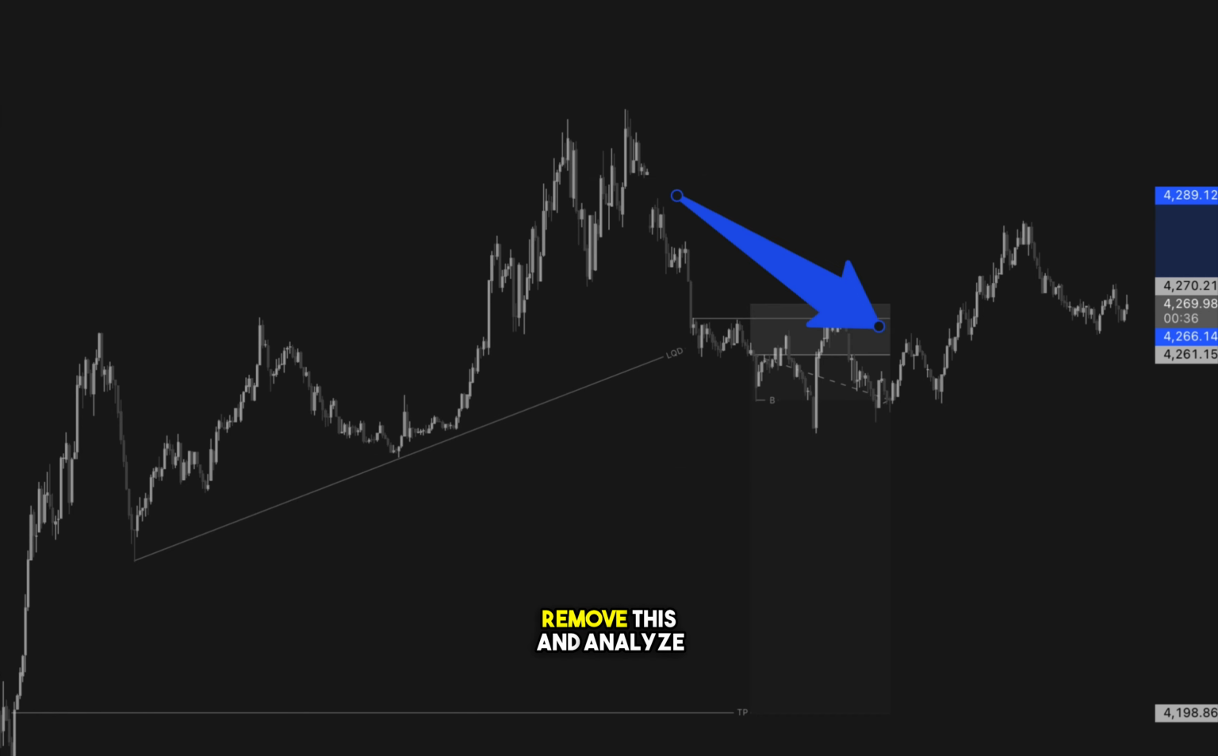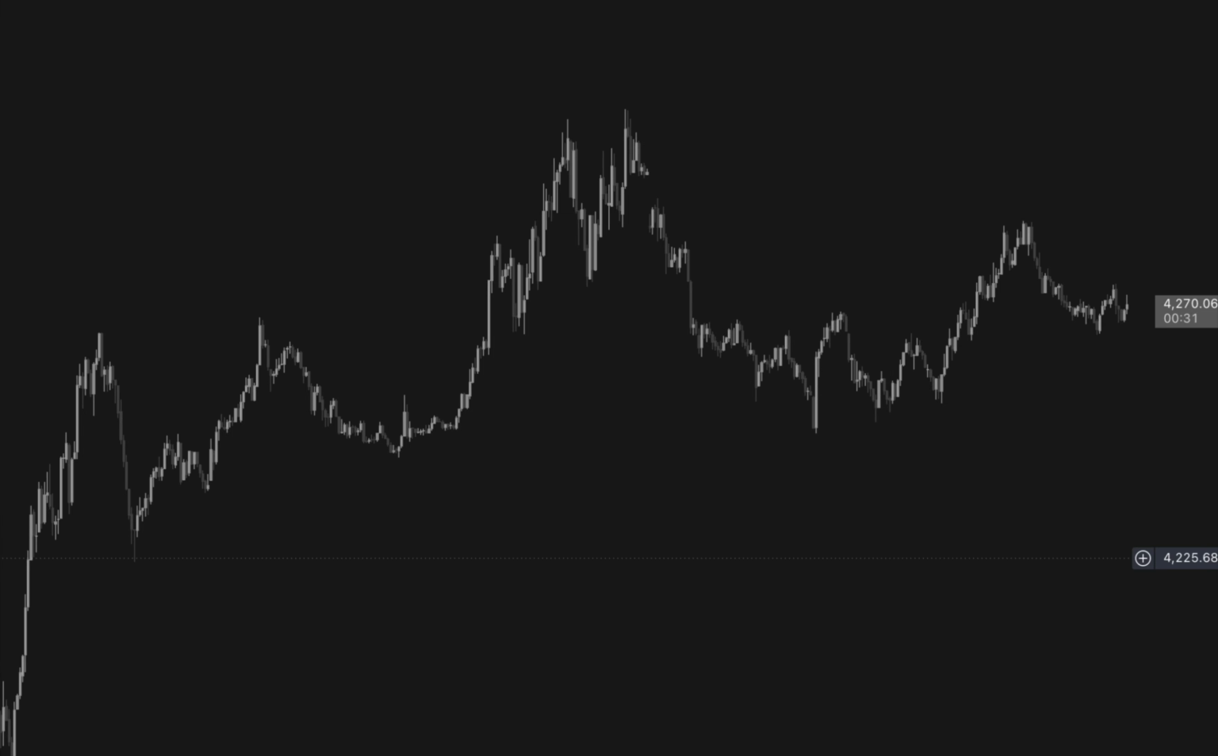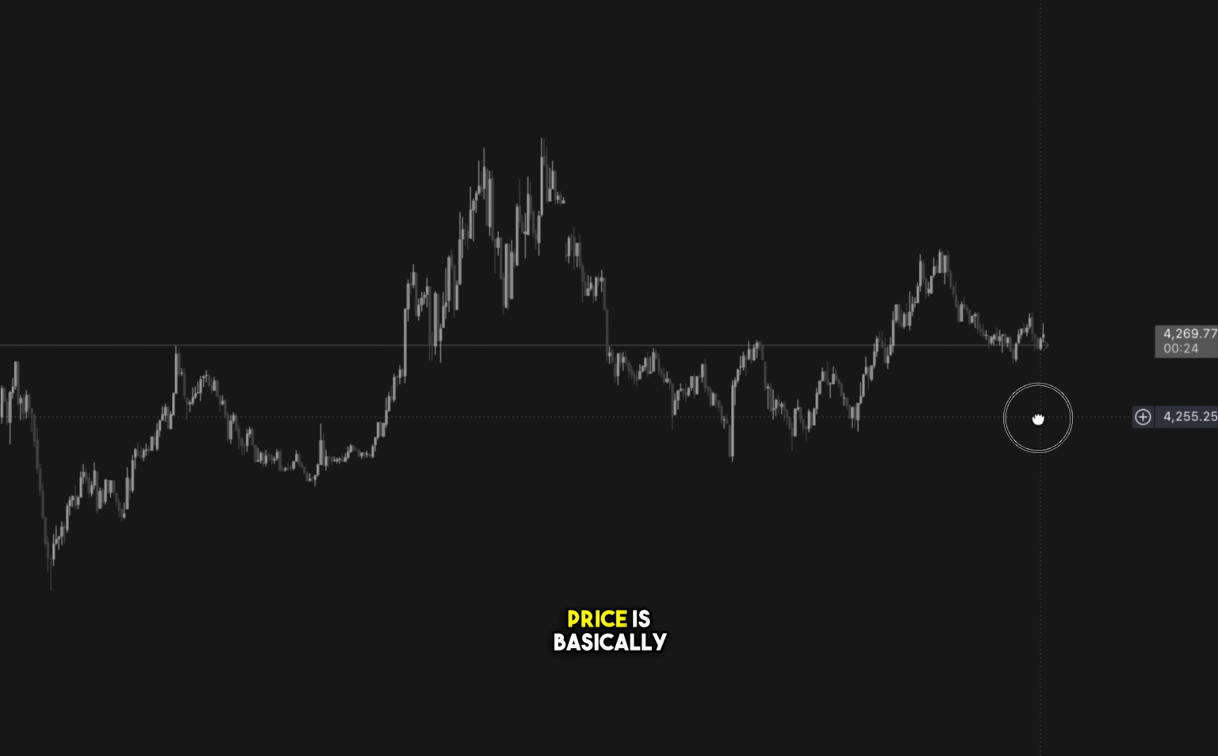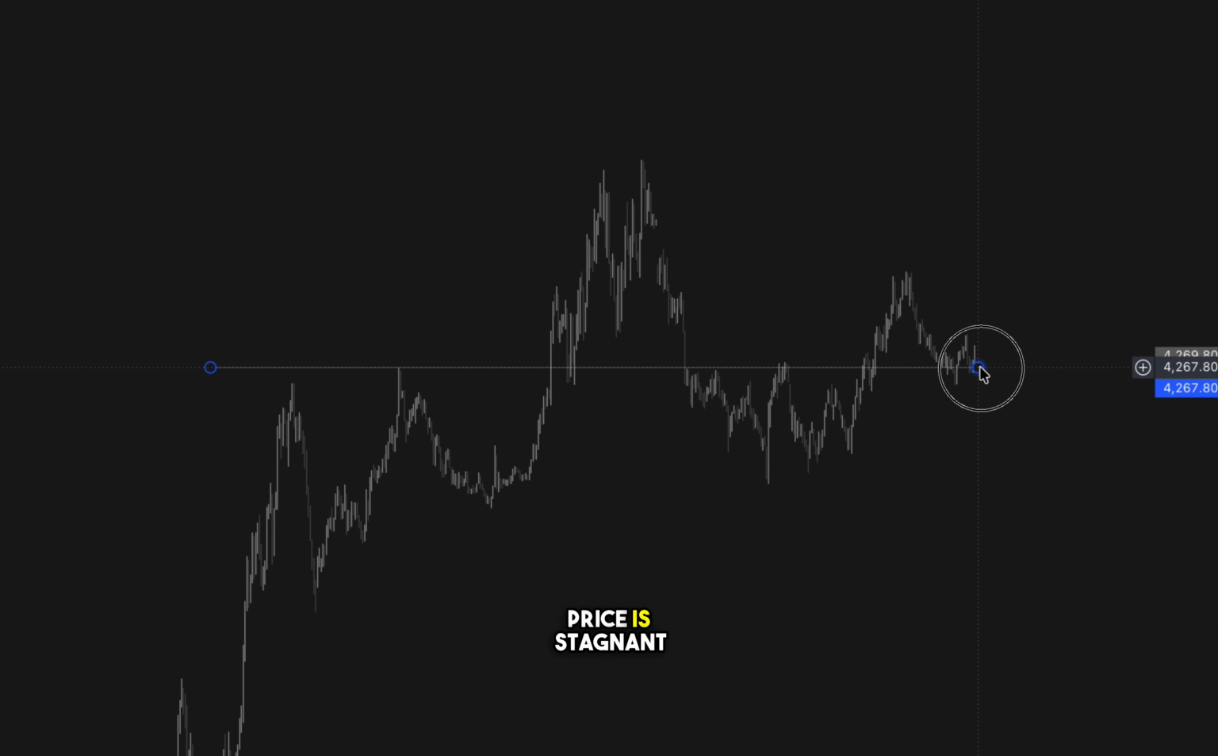I'll explain what happened here. But let me remove this and analyze properly. So if we remove all the drawings and I draw a simple straight line here, you will realize that price is basically hovering around that level. Okay, price is stagnant here, and this is good because this gives us the certainty that every move below this level was just a fake out. All right, so this is the area of interest.